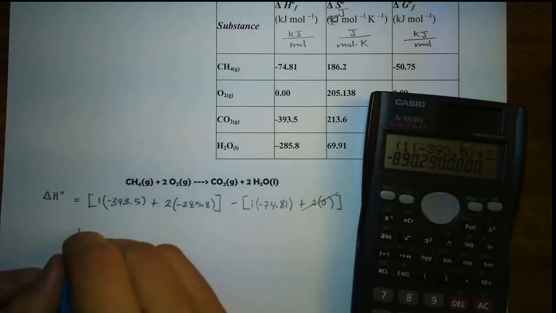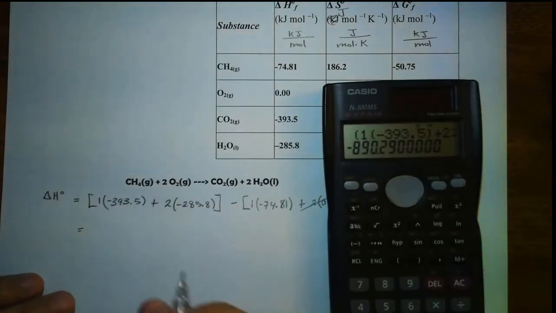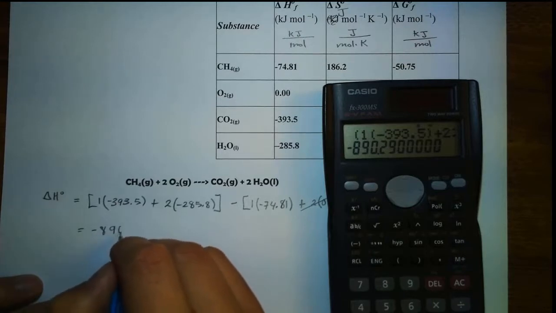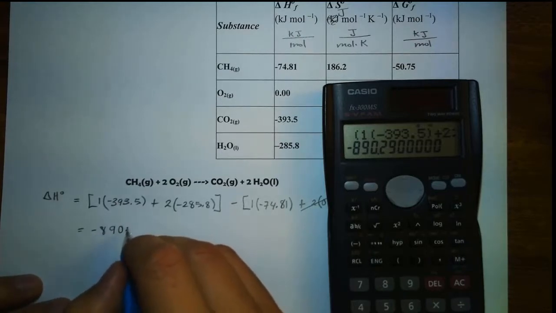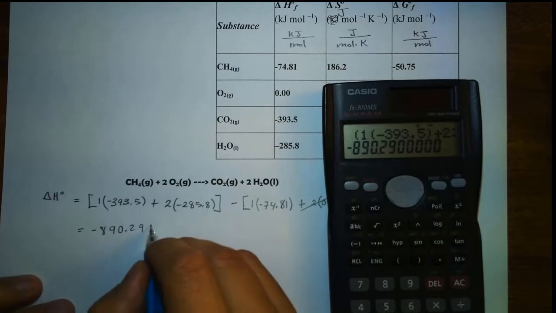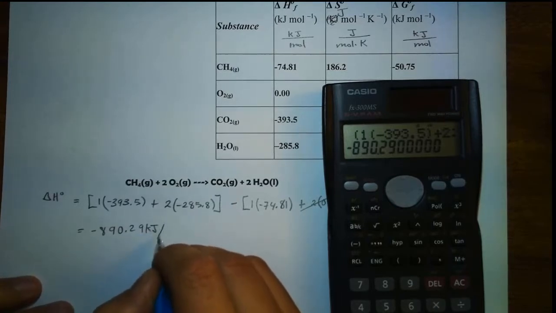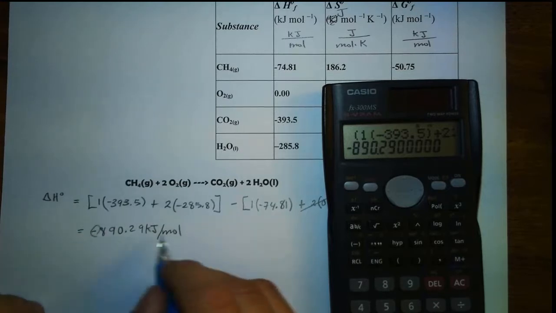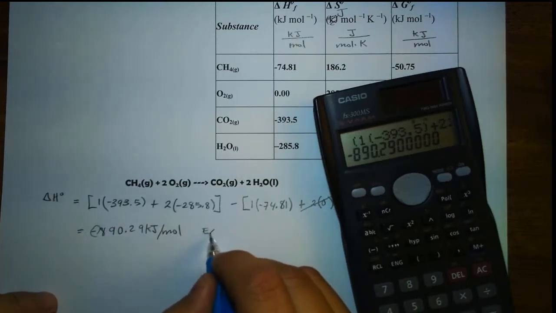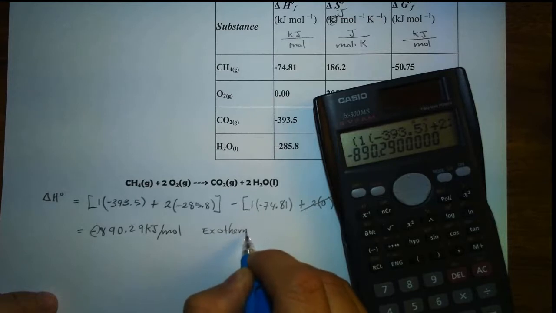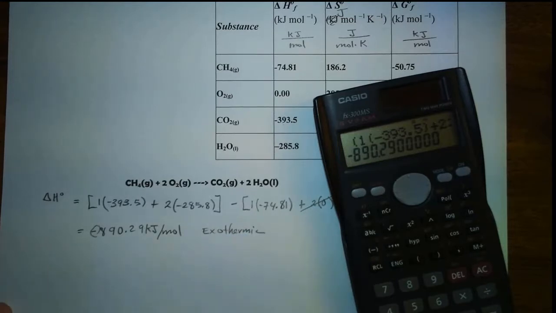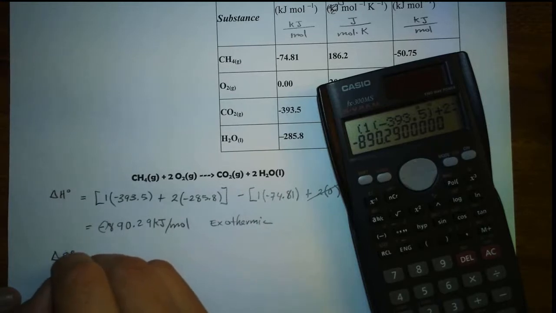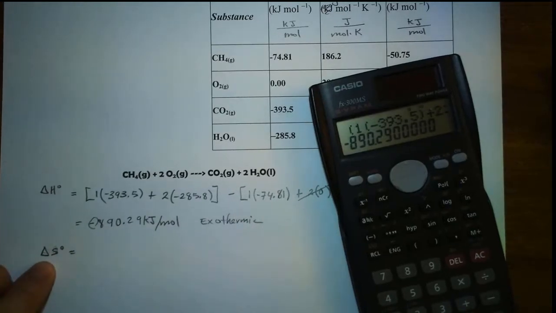And what is our answer in the end? We have a negative 90.29. And what's the unit? It's kilojoule over mole. Okay, what does that tell you? The negative tells you it is an exothermic reaction. Isn't that easy?